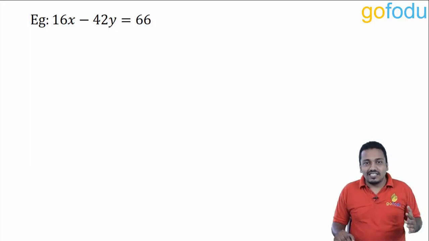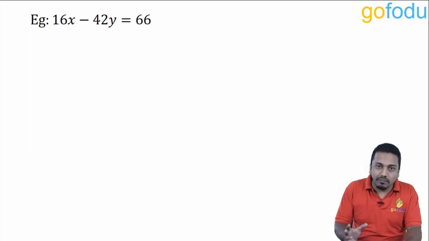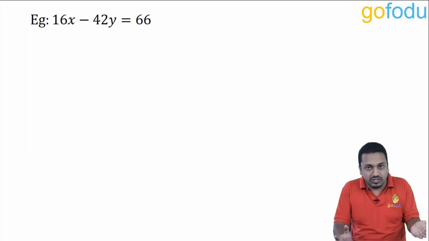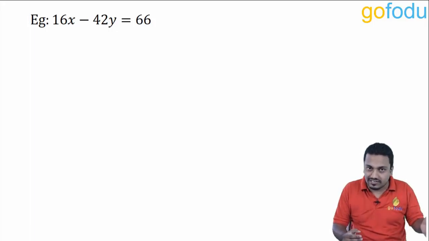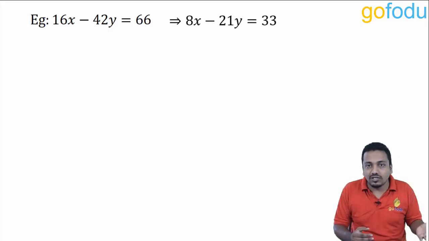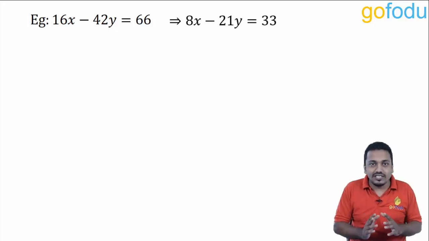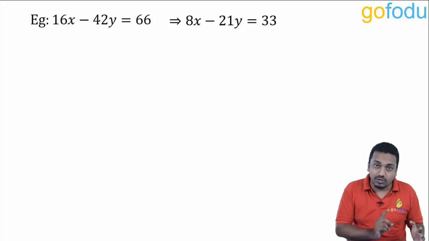Alright, 16 and 42 are not co-prime. So we'll take the common part out and transpose it. Take out 2 common and divide by 2 on both the sides. This is 8x minus 21y is equal to 33. Now this is the equation we care about. I told you coefficients to be co-prime is important because otherwise you won't be covering all the solutions.